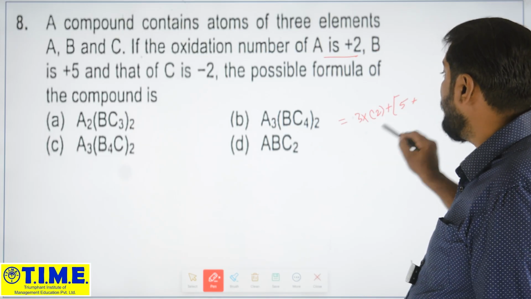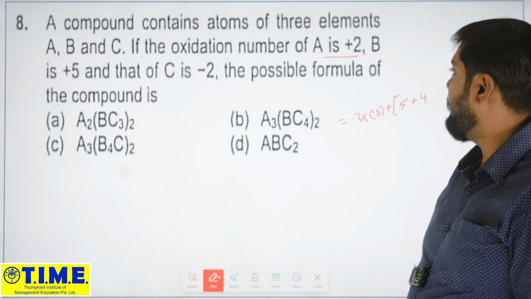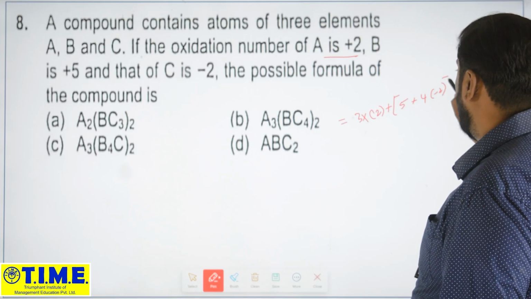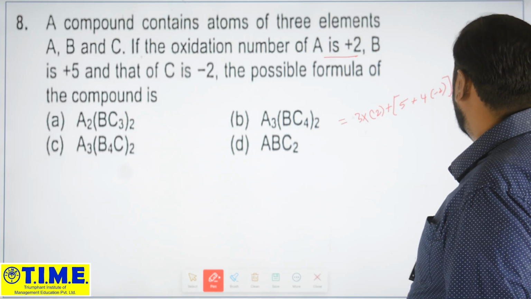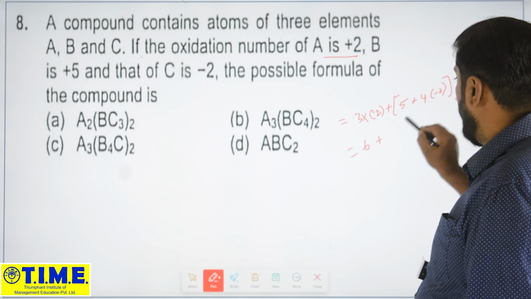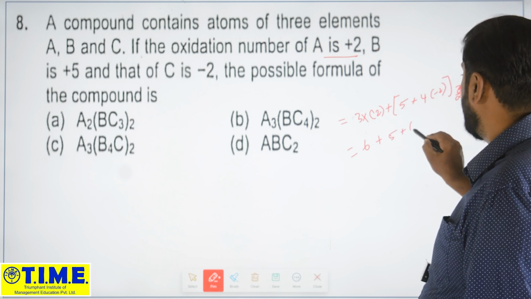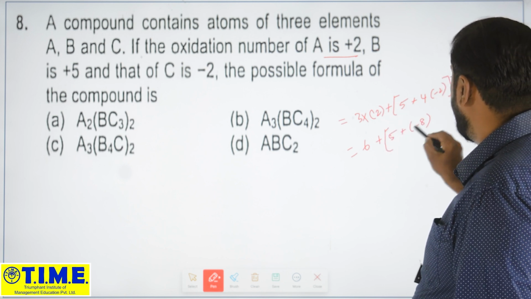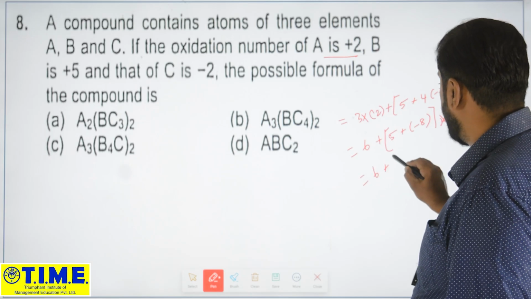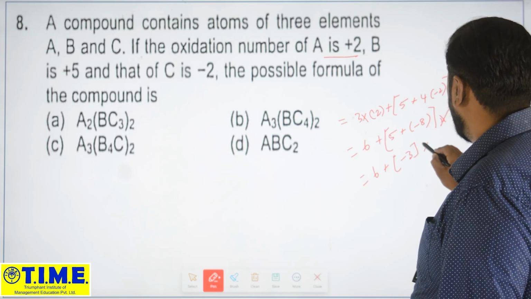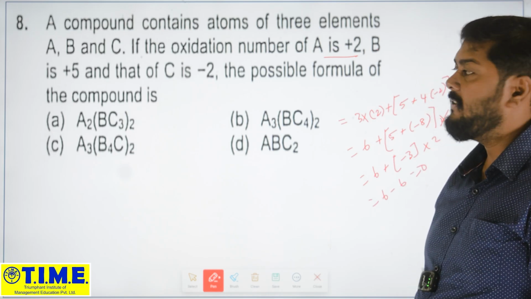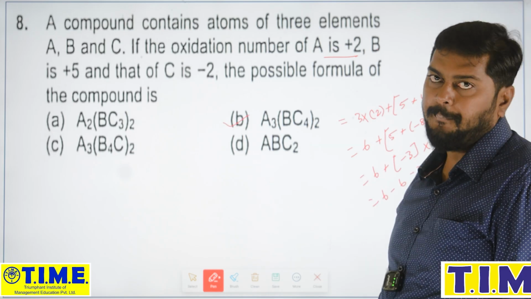Plus you have 4 times C. I have already mentioned that the oxidation state of C is -2. The whole thing times 2, right? So 3 into 2 is 6, plus 5 plus -8, into 2. So 6 plus -3 into 2, which is 6 minus 6, will be 0. Hence, the formula is going to be B, right?